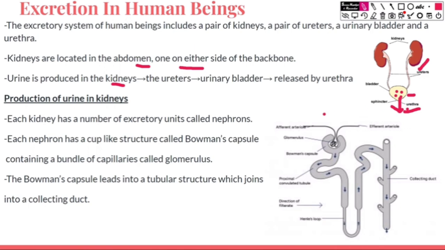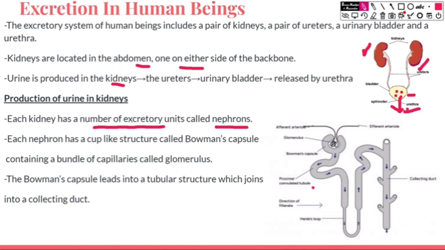Now how is urine production going on in this kidney? So kidney has multiple nephrons. Nephrons are the basic excretory units which are present in kidney, and each kidney has a number of these excretory units which we call the nephron. This is a nephron and it is a complicated structure, but each nephron produces some amount of urine, and collectively urine is produced in the kidneys.